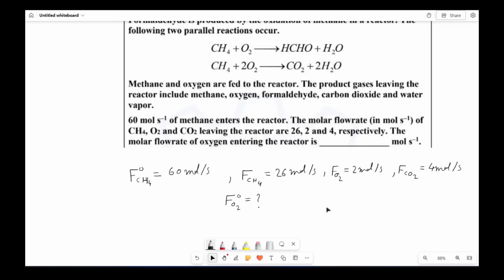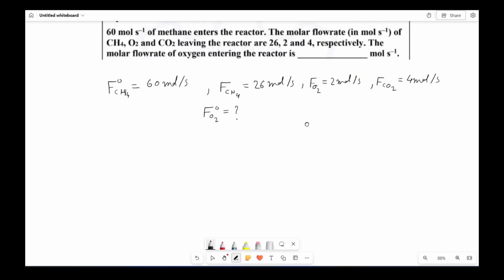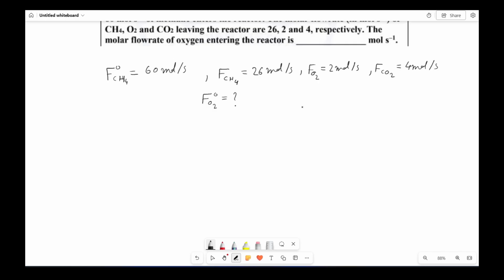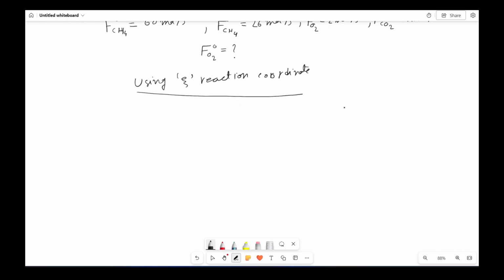Now, I will be doing this example in two ways. In the first way, I will be using the extent of reaction, using zeta or the reaction coordinate. Now, using the reaction coordinate, we will use this expression: FCH4 is equal to FCH4 naught.